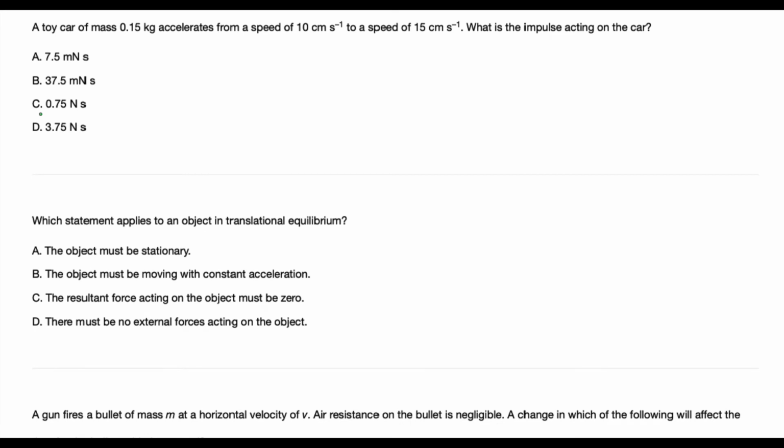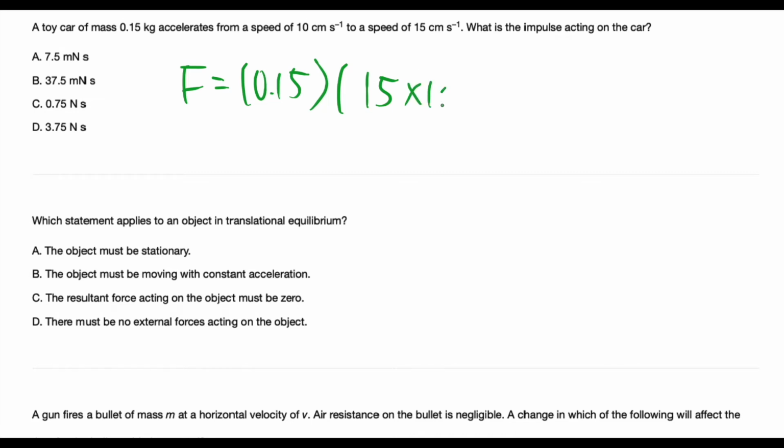A toy car of mass 0.15 kilogram accelerated from a speed of 10 centimeter per second to a speed of 15 centimeter per second. What is the impulse acting on the car? So impulse is equal to change in momentum, which is equal to the mass of the object, 0.5 kilogram, times change in velocity. So final velocity, 15 centimeter per second.